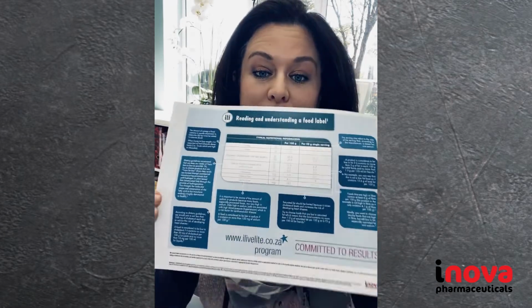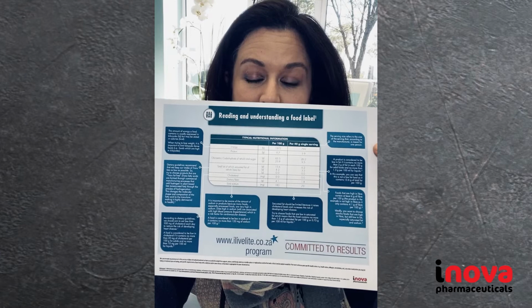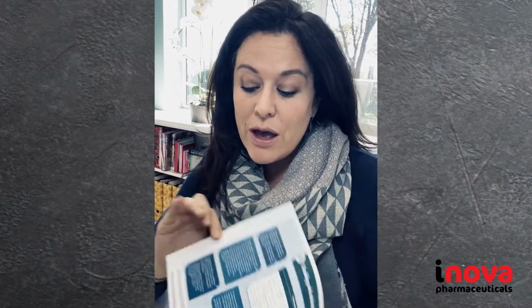Food labeling confuses most of us because there's so much information on a product. We don't actually know where to start when comparing products. So this is part one of the food labeling little module that I want to teach you. You can go to the iLiveLite website and get a copy of this how to read a food label document to guide you.